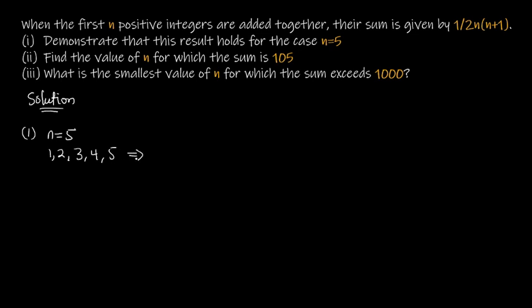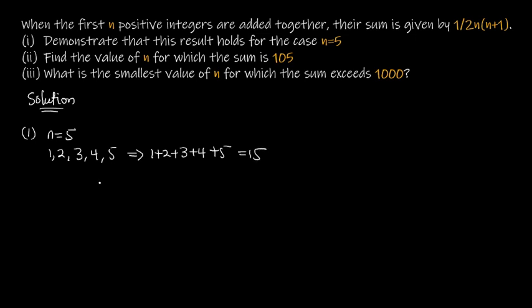If I decide to add all the expression over here, 1 plus 2 plus 3 plus 4 plus 5. So 1 plus 2 will give me 3, 3 plus 3 will give me 6, 6 plus 4 will give me 10, 10 plus 5 will give me 15.